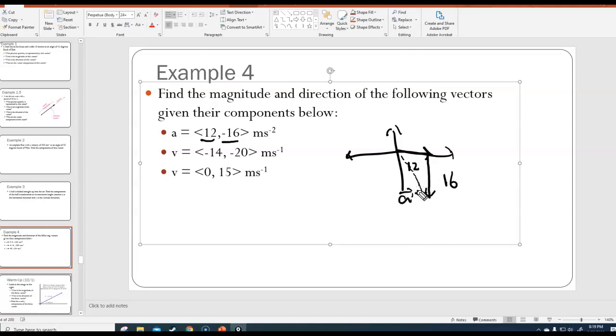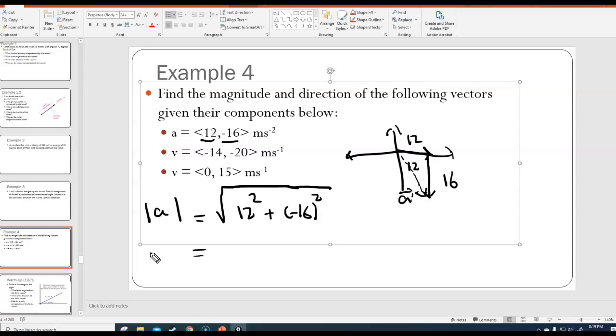Now, how would I find the magnitude and direction? Well, if I know this side is 12 and this side is 16, then I can find the equivalent of the hypotenuse just by using the Pythagorean theorem. I could say that the magnitude of A is equal to the square root of 12 squared plus negative 16 squared. If you do that calculation, plugging it into my calculator, you should get 20 meters per second squared. And so that is the magnitude of this vector, and the direction would be indicated by an angle.